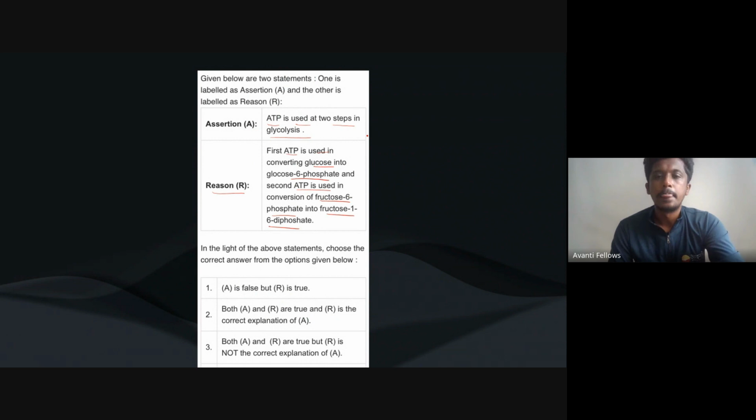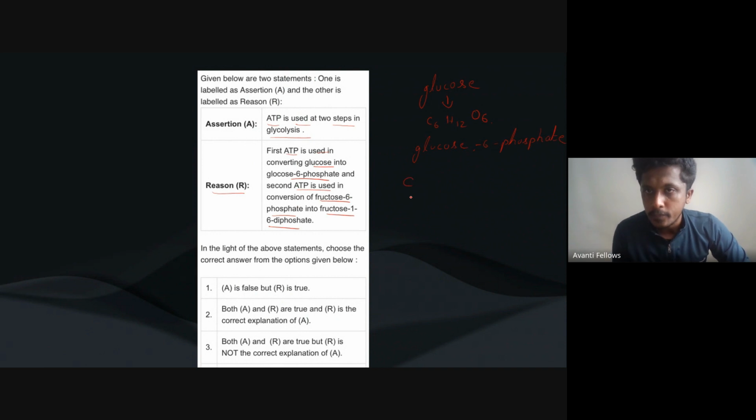Okay, it's very easy, isn't it? So can we solve this question? First we have glucose, people, and we know that the formula of glucose is C6H12O6. Very easy, simple to remember. When the glucose was converted into glucose 6 phosphate, right? It was converted into glucose 6 phosphate.